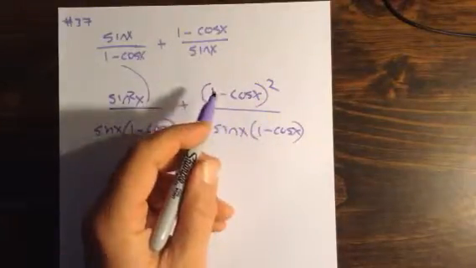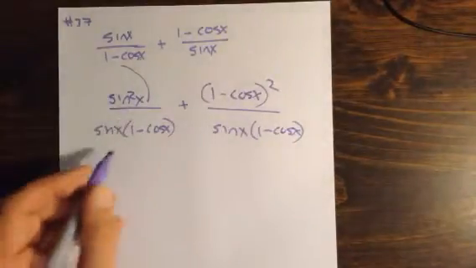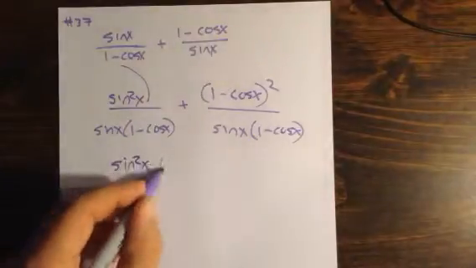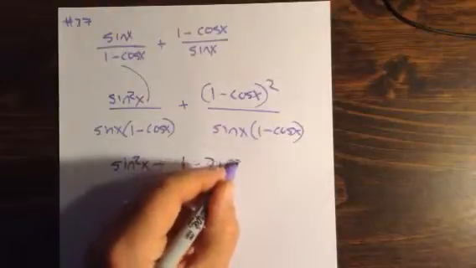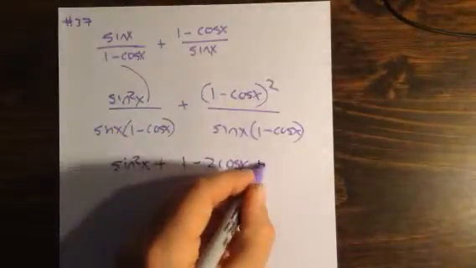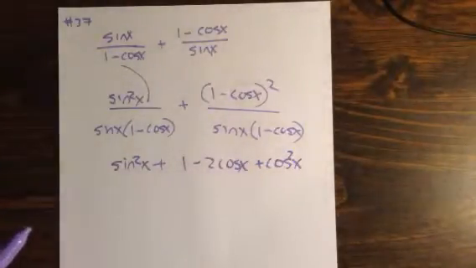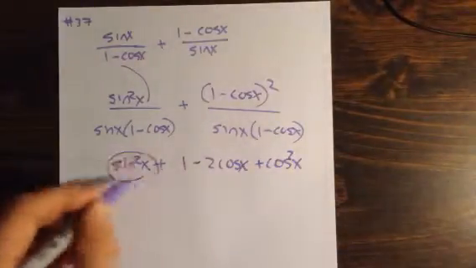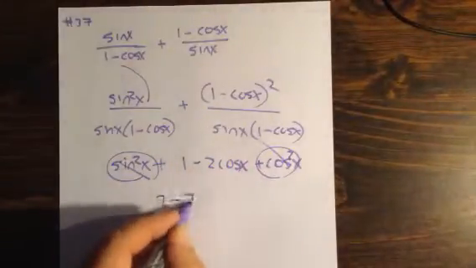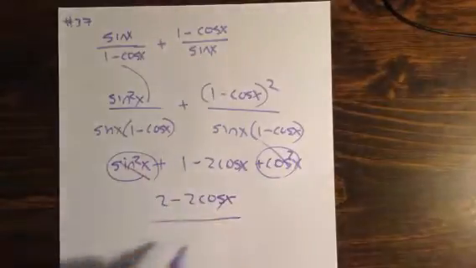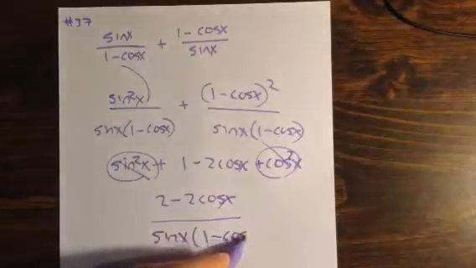So if I'm going to do this math, I'm just going to do my little binomial trick, and I'm going to say square the first, double the product, square the last. So I'm going to have sine squared of x plus square the first, 1, double the product, isn't that negative 2 cosine of x? And I square the last, I'm going to get positive cosine squared of x. And I look at that for a second and I say, okay, so this and this definitely give me a 1. 1 and 1 is 2. Now I have 2 minus 2 cosine of x all over sine of x, 1 minus cosine of x.